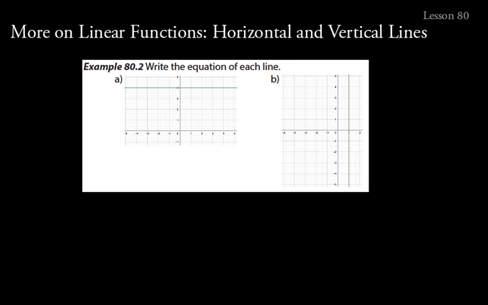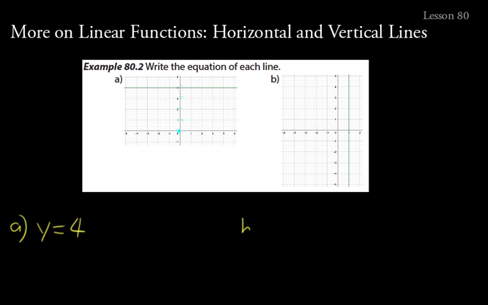Moving on to example 2, write the equation of each line shown there. Look at A. You have a horizontal line. Remember, we just said that's where it crosses the y-axis. That's the equation. Here's the origin. Count up 1, 2, 3, 4. It's just going to be y equals 4. That's the equation.